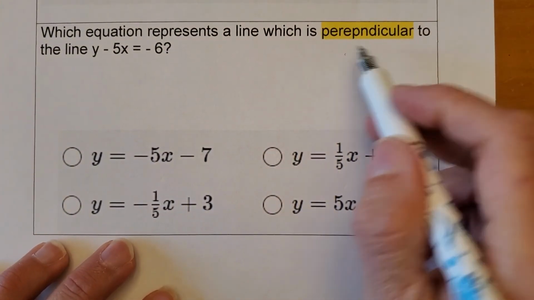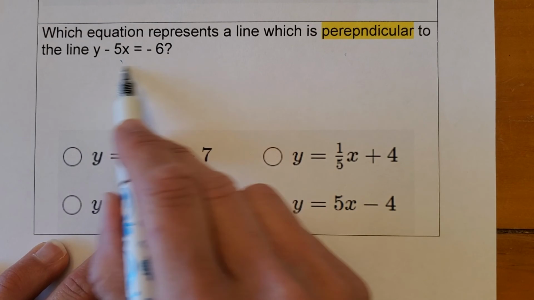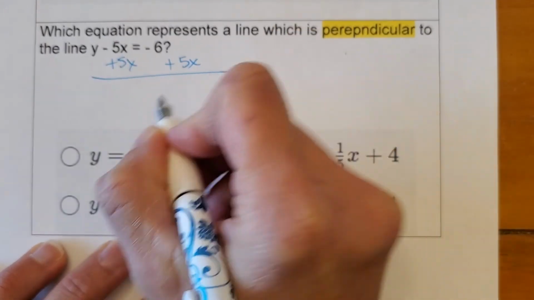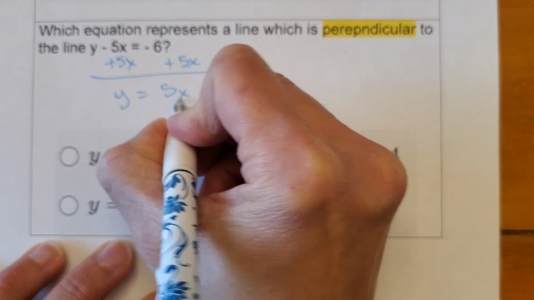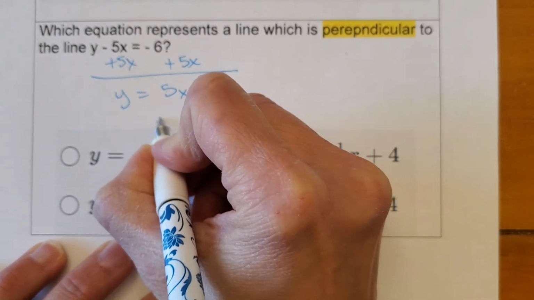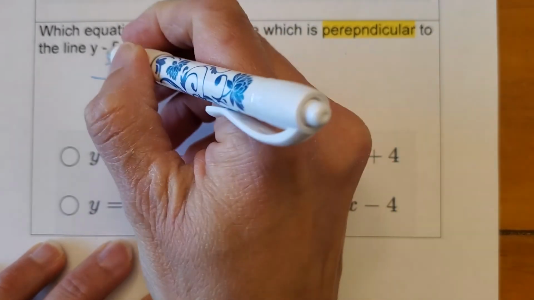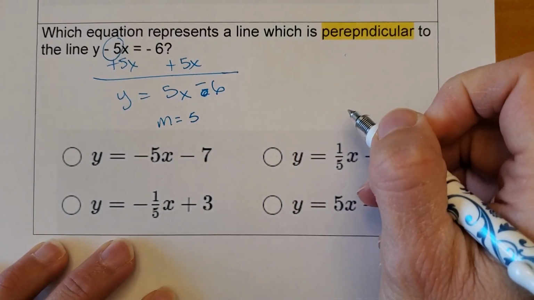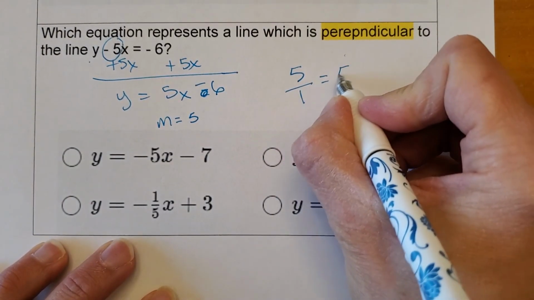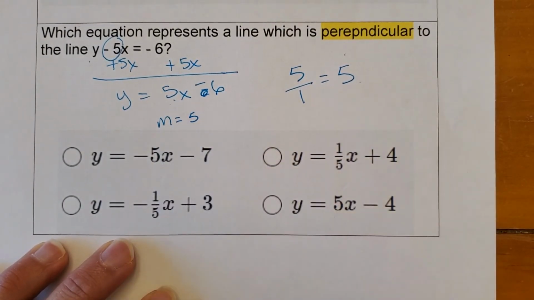This one says perpendicular, so I know I need to find the slope. Look, it's not in any form. So if I add 5x to both sides, I get y equals 5x minus 6. So my slope is 5. If I wanted to use A over B, I just have to be careful. The opposite of A is 5 and B is 1. They kind of switch the order. Either way I do it, my slope is 5.